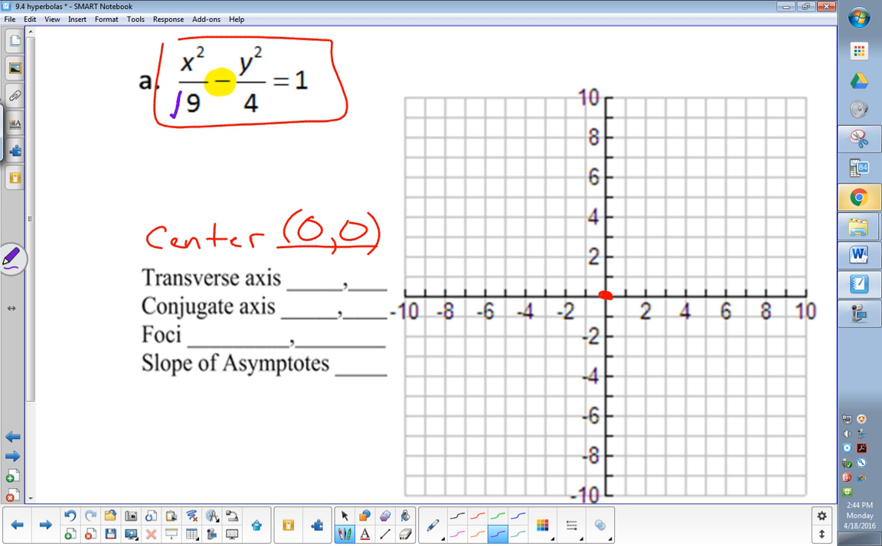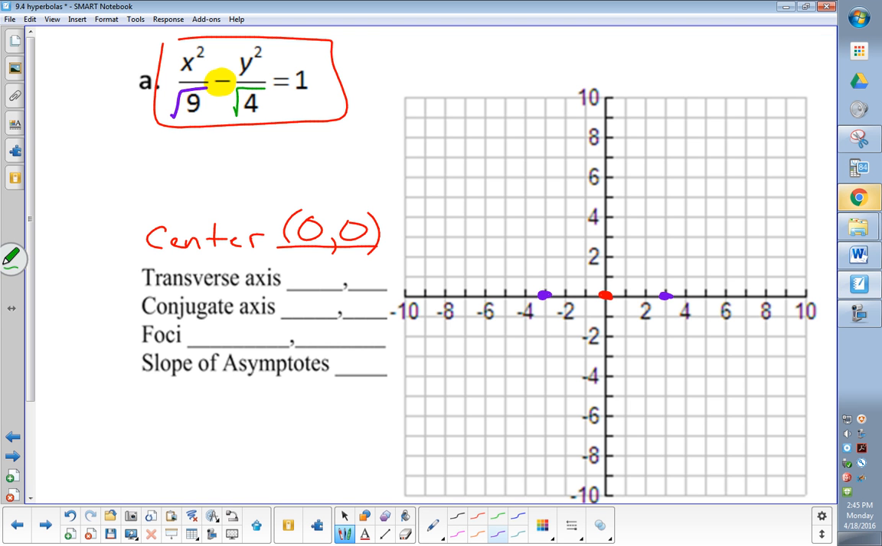We're going to square root the number underneath our x squared. It's 9. So which way are we going to go 9? Or which way are we going to go 3? Because it's the square root of 9. Left and right, because it's underneath our x. So from our middle, 1, 2, 3, put a dot. 1, 2, 3, put a dot. Okay, great.